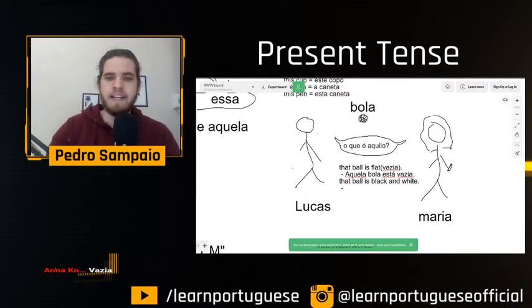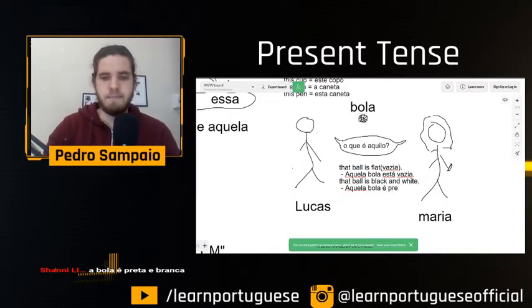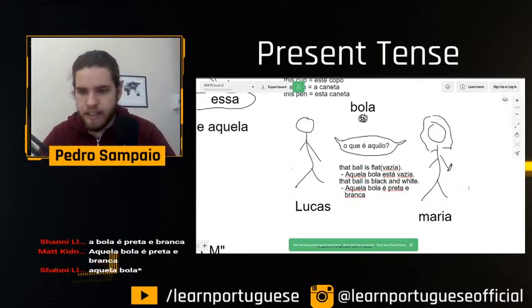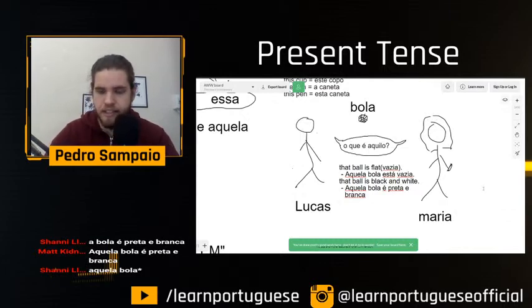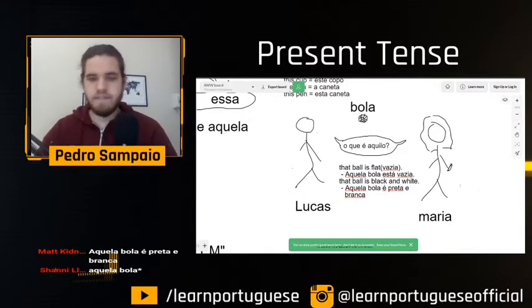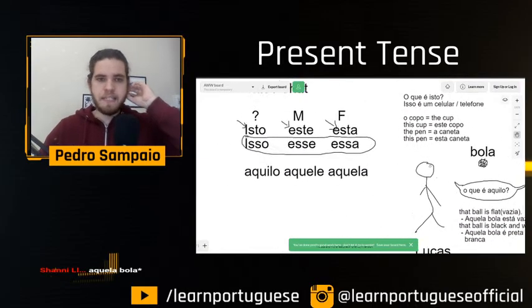However, Maria will say that the ball is black and white, and this is permanent, it's not temporary, it's the color of the ball. So she would say aquela bola é, not vazia, but preta e branca. No, that's black and white. So aquela bola é preta e branca. Matt, very good. Shani, very good. E aquela bola está vazia. Perfect. Anna, very good. So those are the right answers. So Matt, I hope that explains your question.